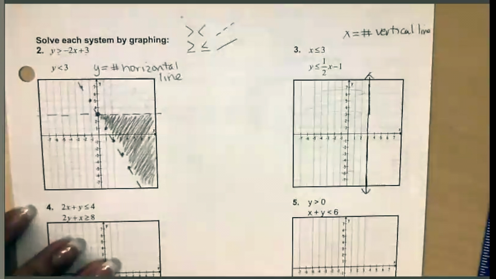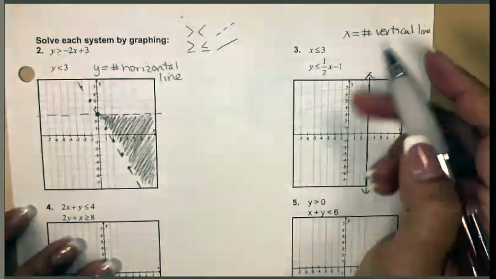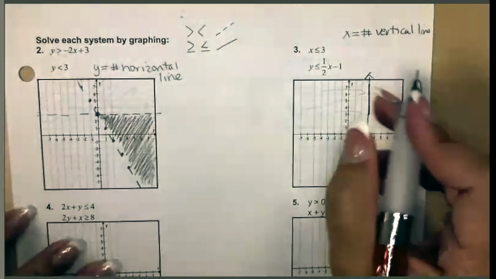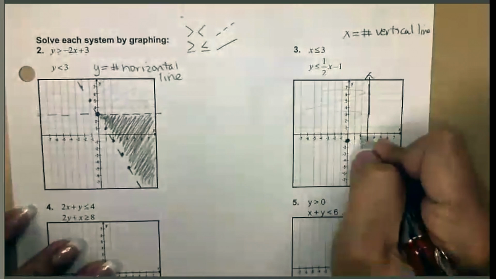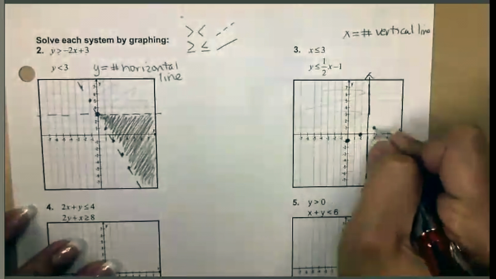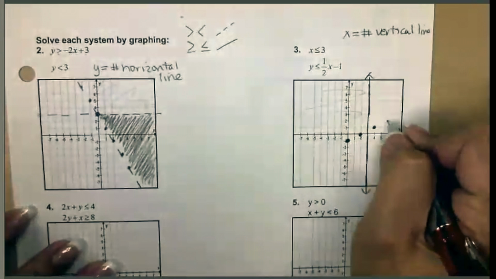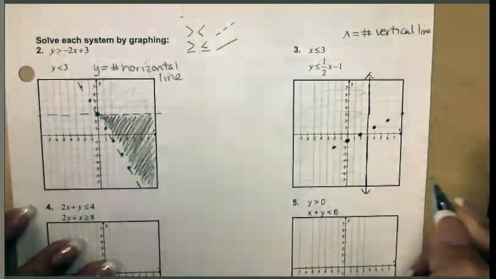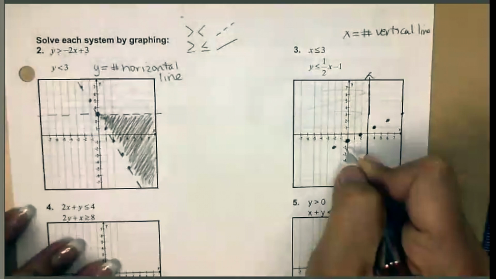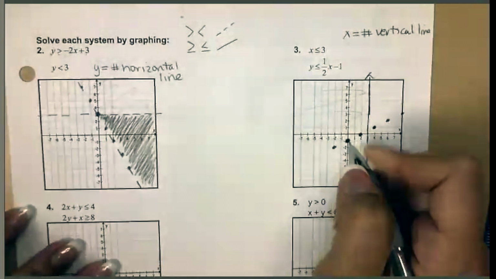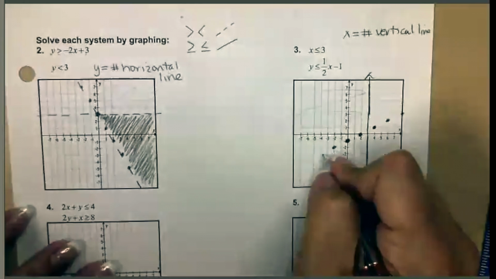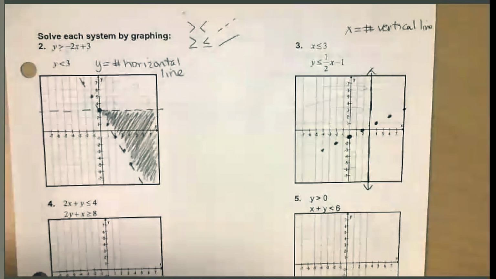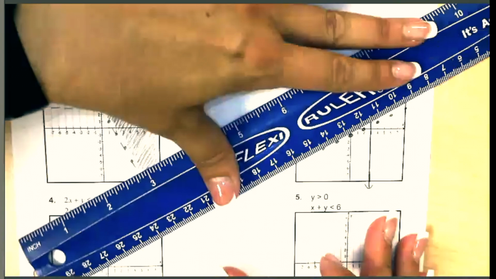Now we want to draw our second one. -1 is our y-intercept, and 1/2 is our slope. So we want to go up 1 and to the right 2, and up 1 to the right 2. Until you feel comfortable, you have enough points. If you go to the left, you would want to go down 1 and to the left 2. This one too has an equal sign underneath, so we would want to connect our points with a solid line for this one.